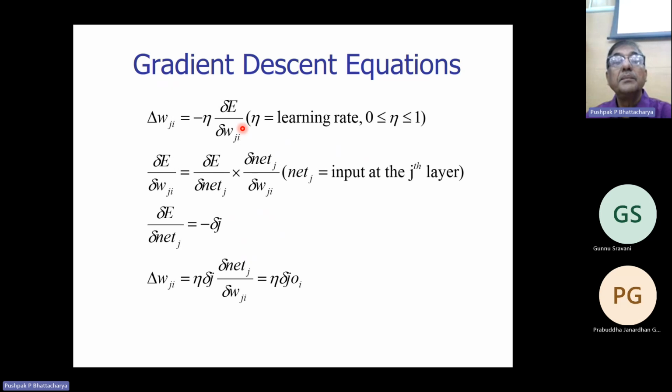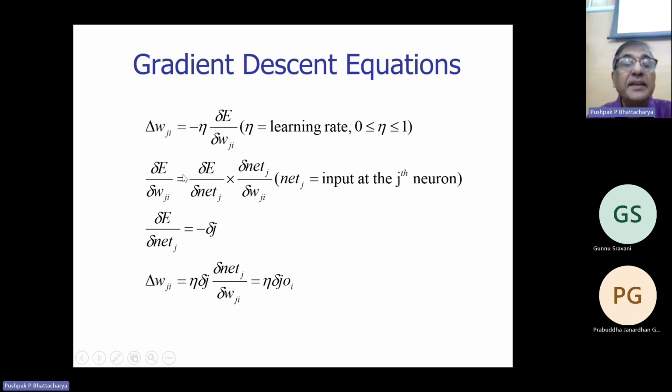Now there is a bit of algebraic manipulation for obtaining the expressions finally. Let's do this manipulation a bit. Delta E by delta Wji is equal to delta E by delta net j into delta net j by delta Wji. Net j is the input at the jth neuron. Not layer, jth neuron. So we apply the chain rule of derivative: delta E by delta Wji is equal to delta E by delta net j into delta net j by delta Wji.